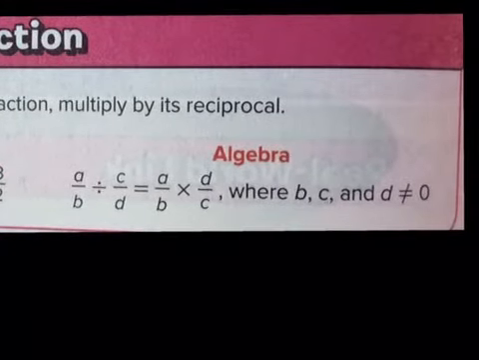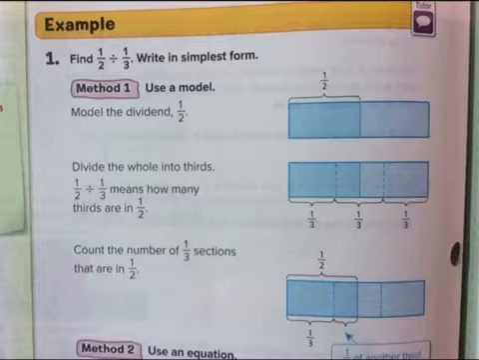And there's the algebraic expression explaining that a/b divided by c/d is the same as a/b times d/c, flipped around, where b, c, and d cannot equal 0. The denominators cannot equal 0. Okay, example 1, take a look at it.